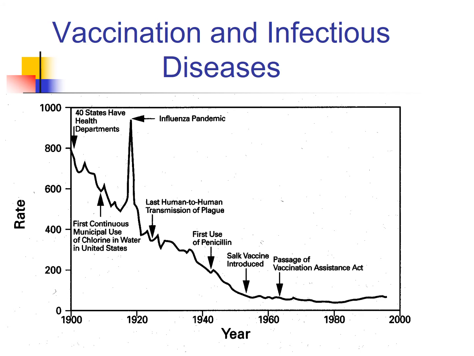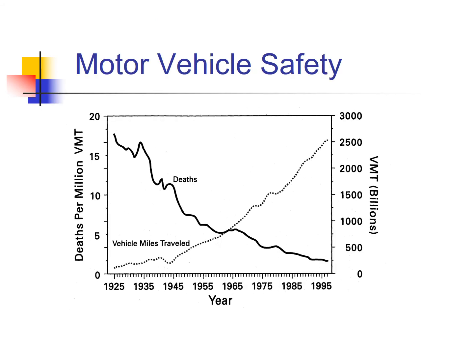Next slide. Next, motor vehicle safety. This graph illustrates the number of deaths per million vehicle miles traveled, the dark line, compared with billions of vehicle miles traveled overall. It makes the striking point that although we were driving about 6 times more miles in this country in 1995 than we were 70 years earlier, the numbers of deaths per mile traveled decreased by 90%.